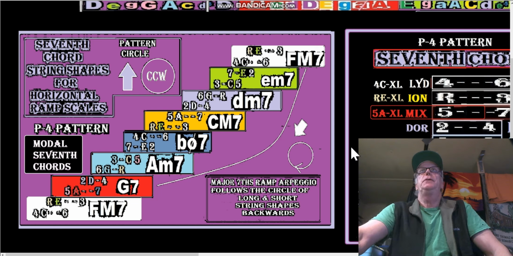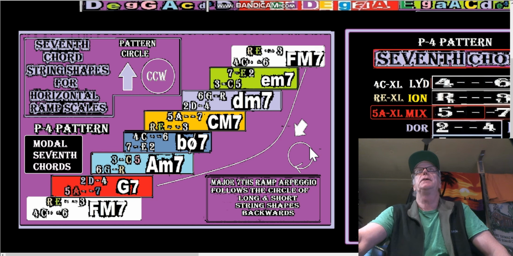Okay, so this little symbol here means this goes in a circle. This little squiggly string line here means this is not a string shape. This is just a chute. You know, it's like a slide. It goes in a circle here. So we can use that.